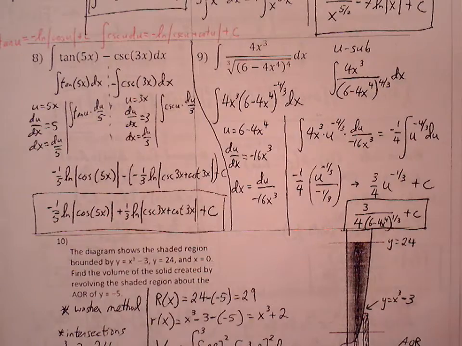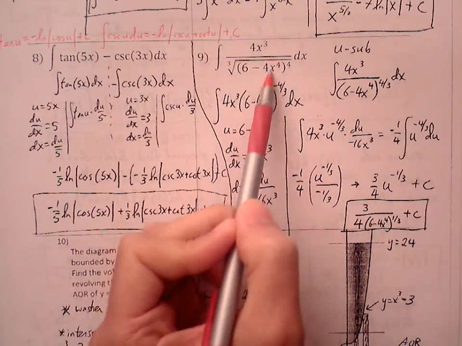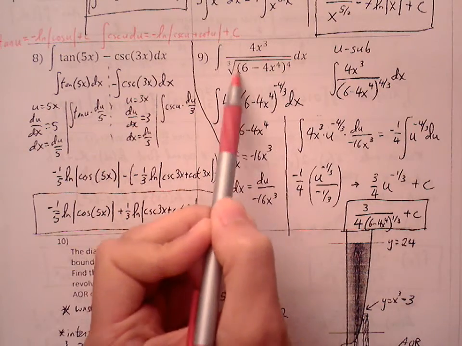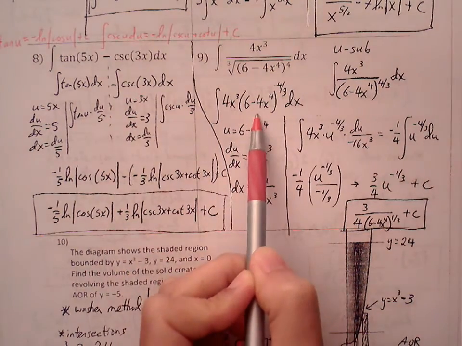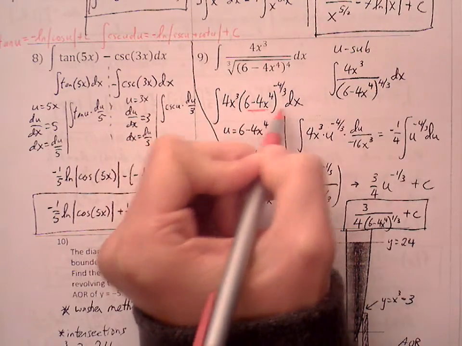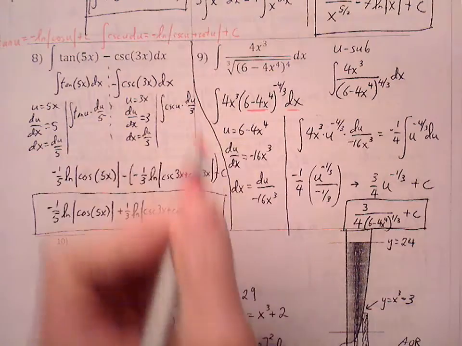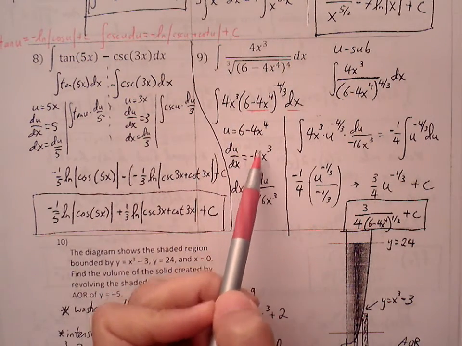Okay, number 9. This is going to be a u substitution problem. We can rewrite this as a rational exponent. We can push that radical up to the top. So our u value is looking at us directly when we can see it directly inside those parentheses there. Our u value is 6 minus 4x to the 4th power.